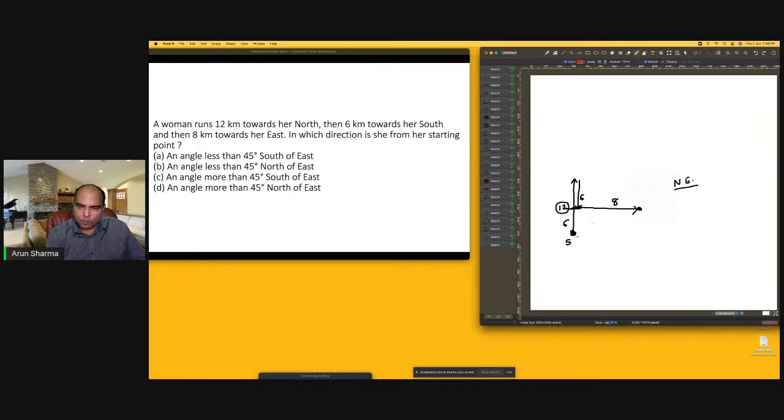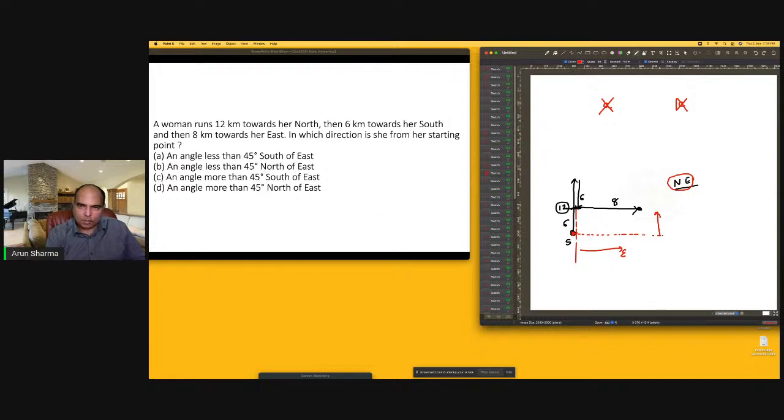So the other thought you have to execute here is that if this is my baseline, this position is definitely north of my starting point. So it cannot be south of my starting point. So option A, which is saying south of east, and option C, which is also saying south of east, is gone. And the other factor is that this is essentially towards the east. So it is northeast, that much is visible, but what is the angle? The 2 options you have got are an angle less than 45 or an angle more than 45.